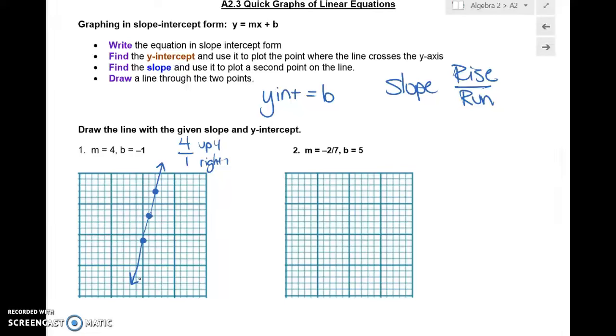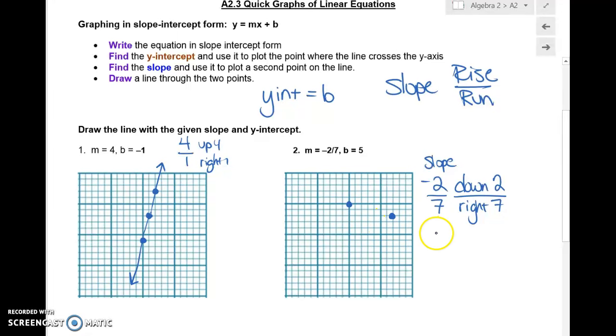Okay? Try the next one on your own. Your slope is -2/7. Your y-intercept is 5. Your y-intercept is 5, so we start at 5 on the y-axis. Your slope is -2/7. It is negative. I want you to make sure that you only use the negative once. So, if we go down 2, by going down, we have used the negative. So then we are going to go right 7. So down 2, right 7.